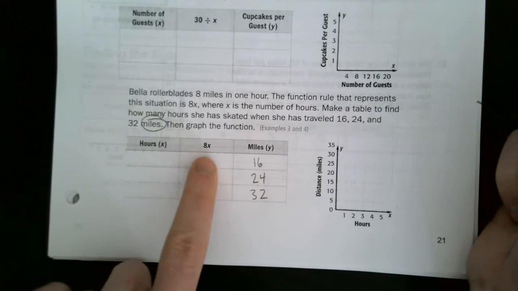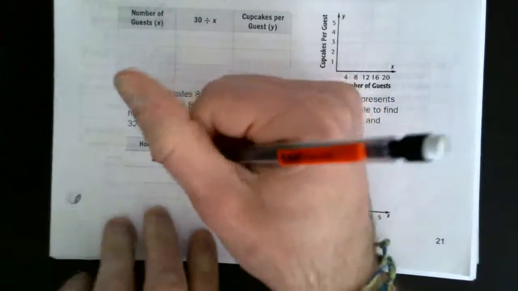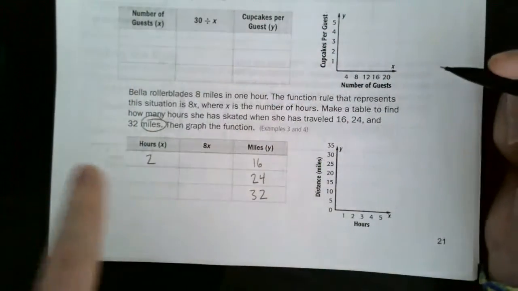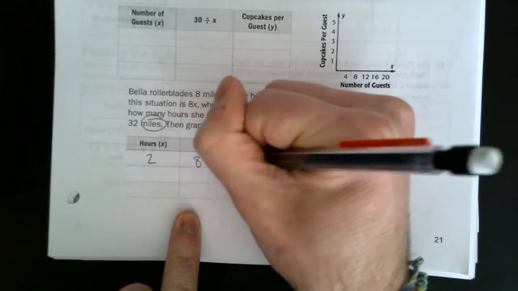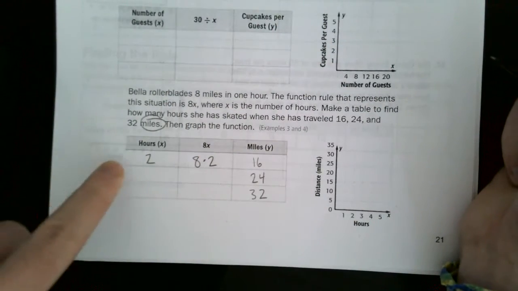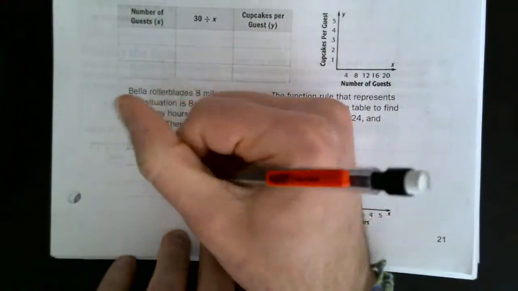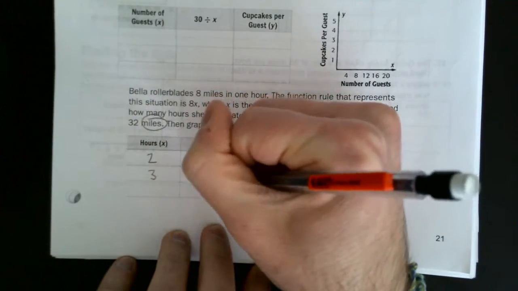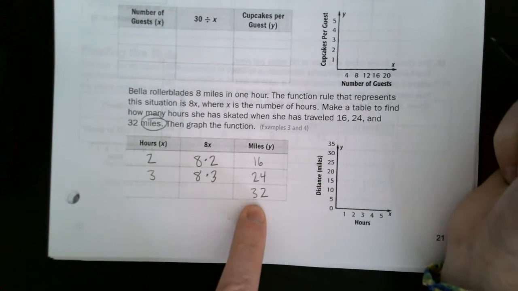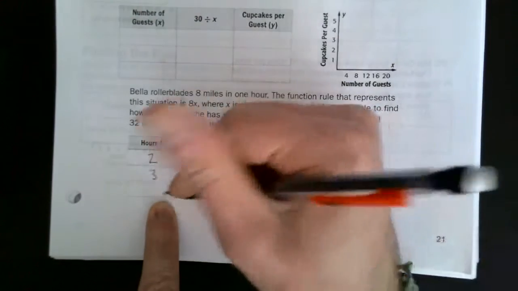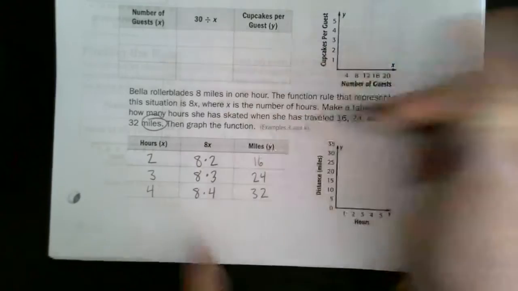So now we have to figure out, if she went 16 miles, how many hours did it take her? Well, what would we have to multiply by 8 to get to 16? It would be 2. So in 2 hours, she would have gone 16 miles, because 8 times 2 is 16. How many hours would it take her to go 24 miles? That would be 3, because 8 times 3 is 24, so we're going backwards here. And then what would we multiply 8 by to get to 32? That would be 4, because 8 times 4 is 32.